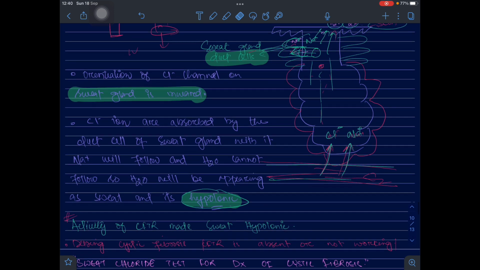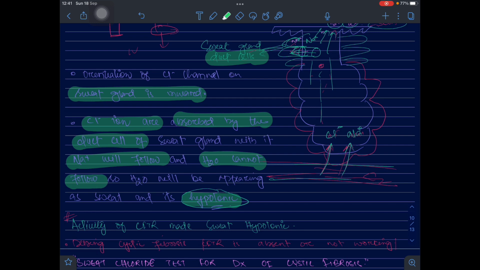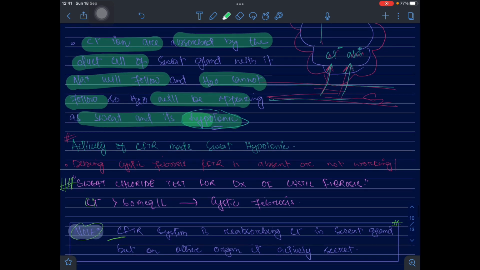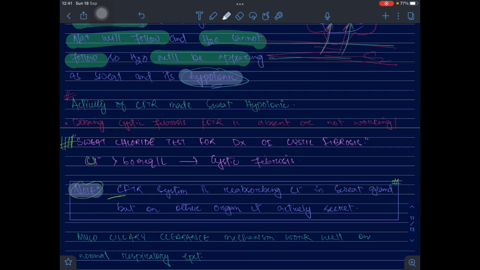Like in the lung, what we studied earlier. So here, the chloride ion is absorbed by the duct cell of the sweat gland, sodium follows, and water cannot follow, so the water will appear as sweat and it is hypotonic. See, it is hypotonic here. So the activity of the CFTR gene makes the sweat hypotonic. So we can say that the activity of the CFTR gene, that is the cystic fibrosis transmembrane conductance regulator gene, we know, right, makes the sweat hypotonic.